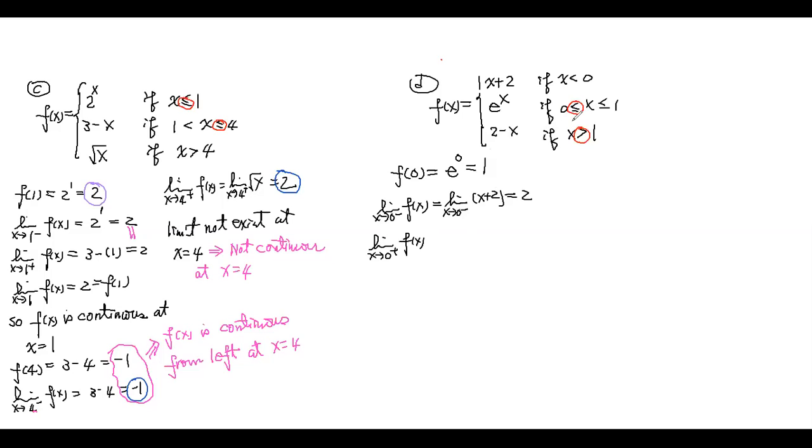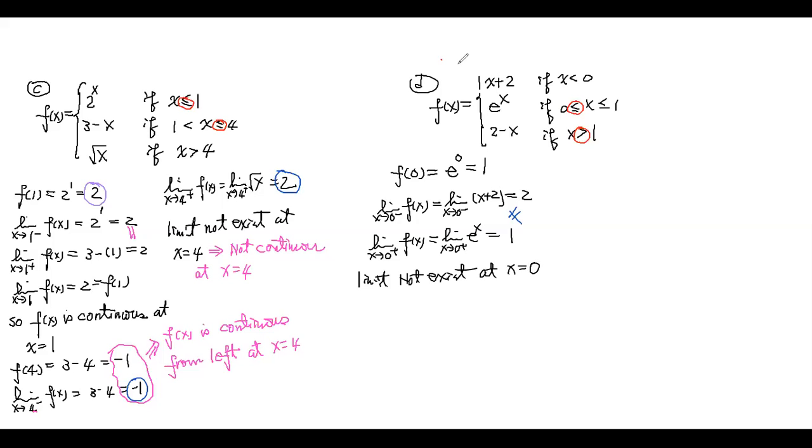Now, the limit as x approaches 0 from the right-hand side of f of x. Right-hand side means greater than 0, so it will be the second equation. So this will be the limit as x approaches 0 from the right-hand side of e to the x. So what is here will be 1. Now I know 2 is not equal to 1, so the limit does not exist, right? So the limit does not exist at x equal to 0, okay?